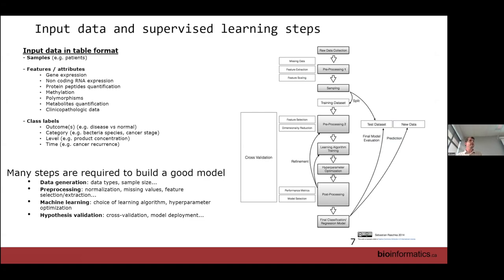The beauty of this system is you have many machine learning classifiers that are able to take numerical and categorical values, which is very easy to implement. And you can have your last column, which is your class label. That can be your outcome, so disease versus normal, and even product concentration, because it accepts also numerical values in your class.